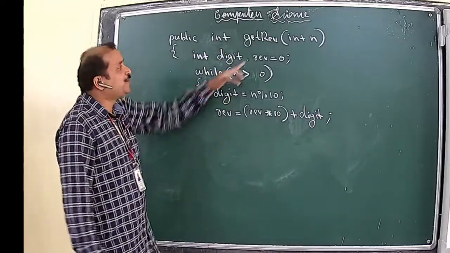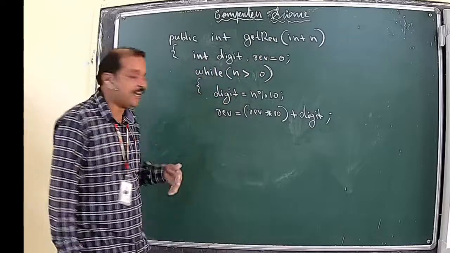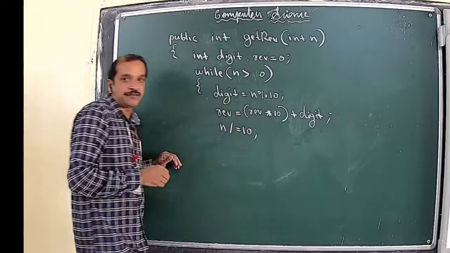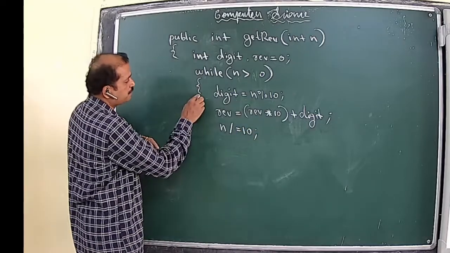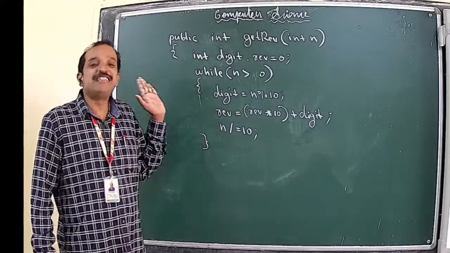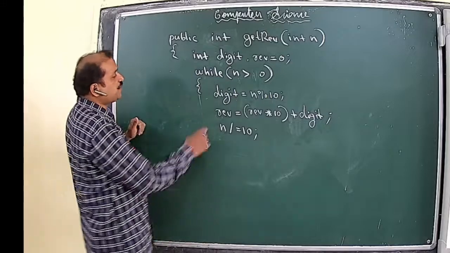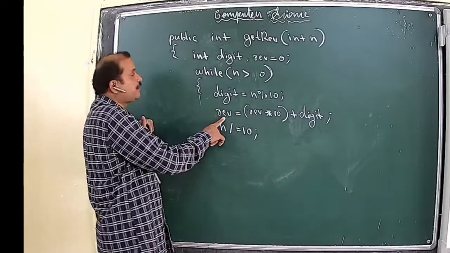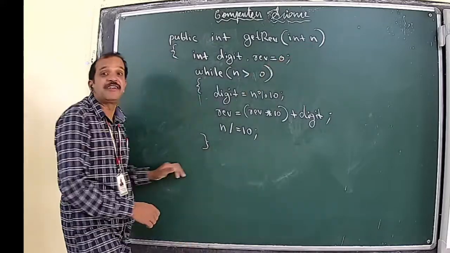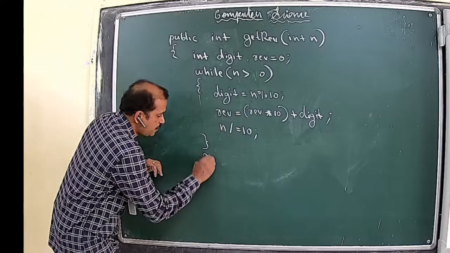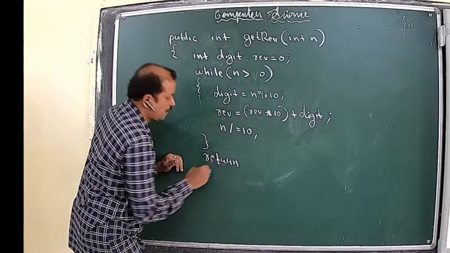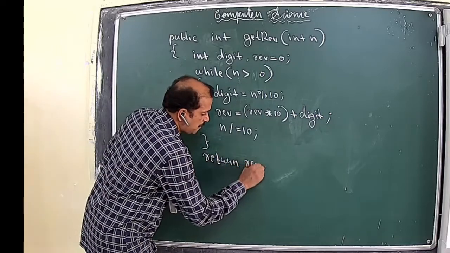After which, we have to divide the value of n by 10 again. n divided by equal to 10. This is what is required for reversing any number. We will see it with a dry-run technique. After which, you will be able to return the variable reverse, which will be the reversed number of whatever number we receive here. We will test with a sample value right now. Now we can use the return statement for returning this. Return reverse.